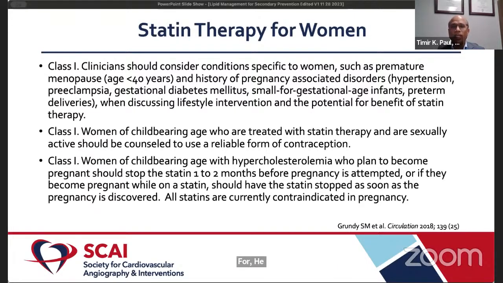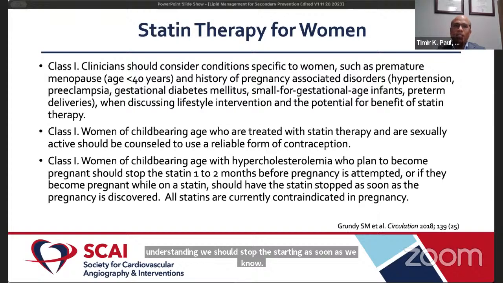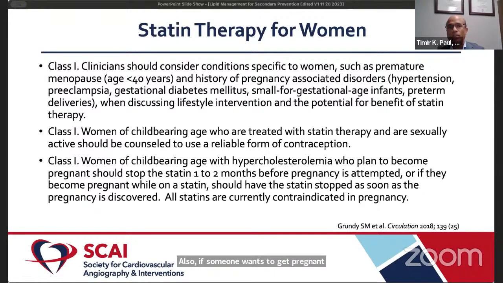Statin is contraindicated during pregnancy. So if someone got pregnant and we know that they're on statin, we should stop the statin as soon as we know. Also, if someone wants to get pregnant, we should stop the statin 1 to 2 months before the pregnancy starts. Next slide.